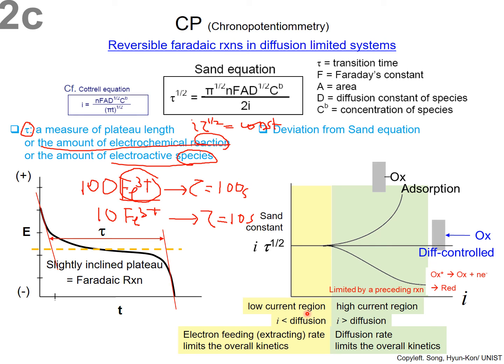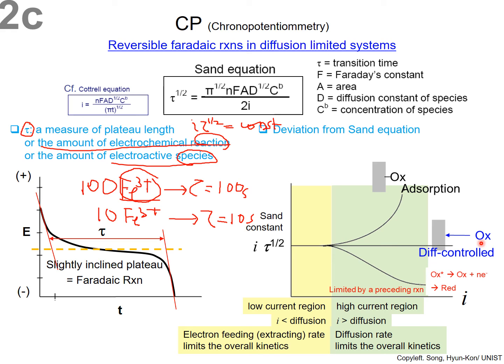Then let me go to the high current region. So you have increased the current which is applied to the system. And right now, the diffusion process is slower than the current. So the diffusion rate limits the overall kinetics. In that case, you have the constant.